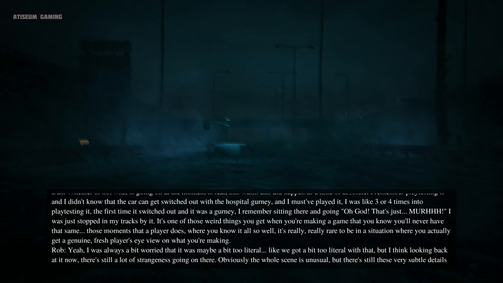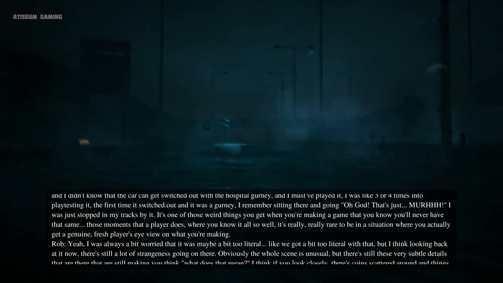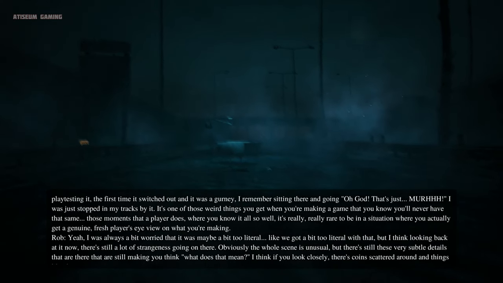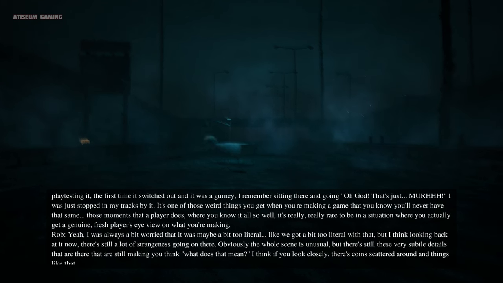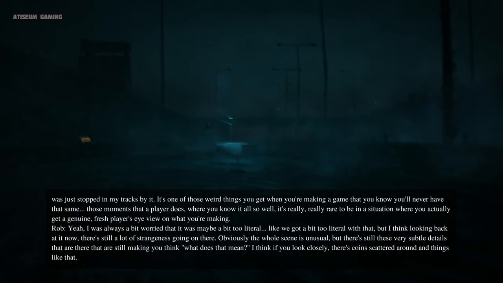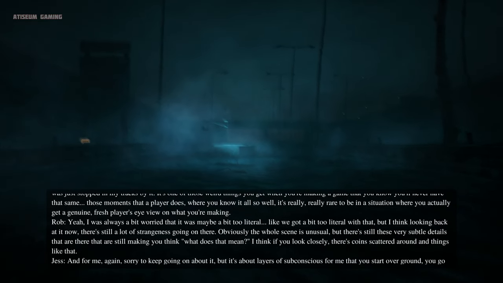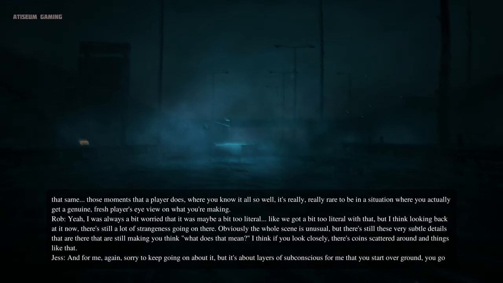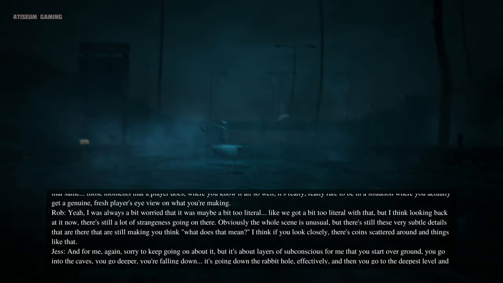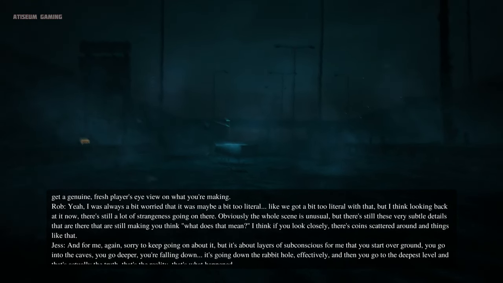Yeah, I was always a bit worried that it was maybe too literal, that we'd gone a bit too literal with that. But looking back at it now, there's still a lot of strangeness going on there. Obviously the whole scene is unusual, but there are still very subtle details that make you think, what does that mean? If you look closely, there are coins scattered around and things like that. And for me, sorry to keep going on about it, it's about layers of subconscious. You start overground, you go into the caves, you go deeper, you're falling down, going down the rabbit hole effectively, and then you go to the deepest level, and that's actually the truth, that's the reality, that's what happened.